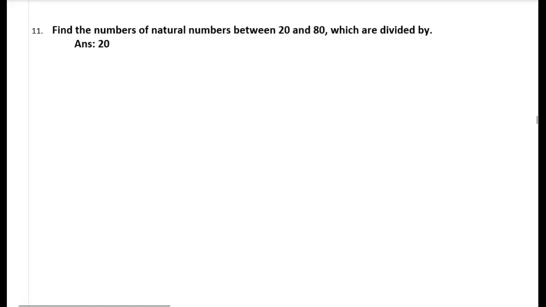Find the number of natural numbers between 20 and 80 which are divisible by 3. There is a typing error here, which are divisible by 3, right? So find the number of natural numbers between 20 and 80 which are divisible by 3. Okay.